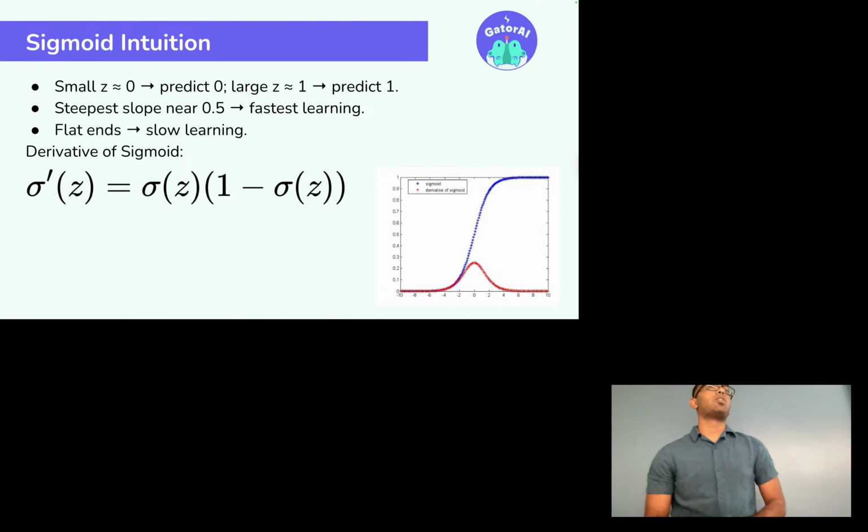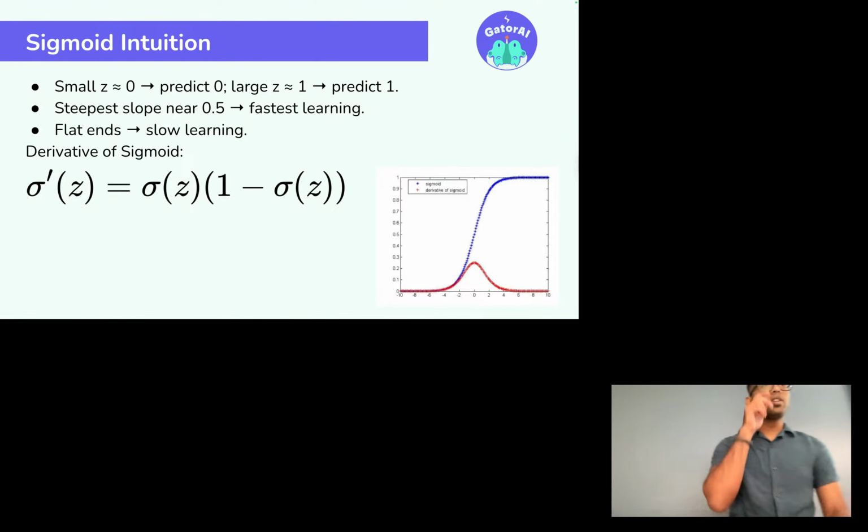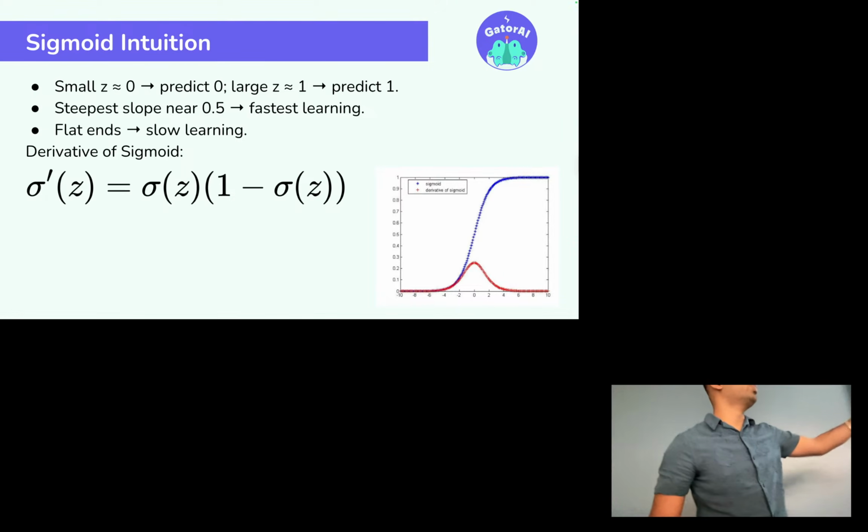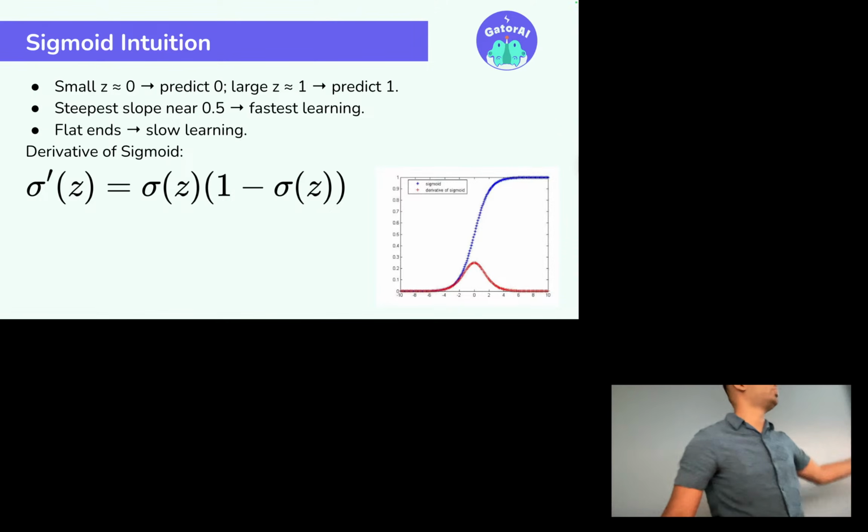And why does the sigmoid flatten near 0 and 1? Again, because we want bounded values. And it's important to note that the output for sigmoid will never actually reach 1 and it'll never actually reach 0. It's only approaching those values.